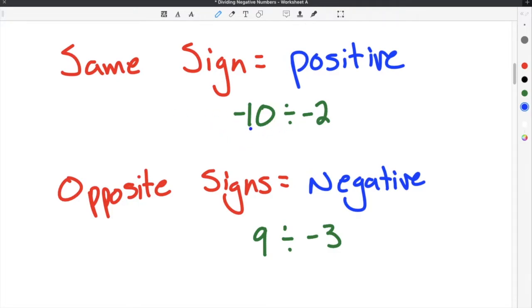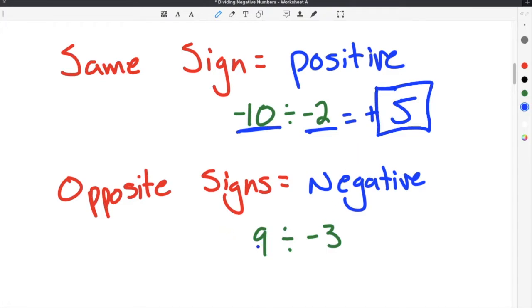This first example gives us negative 10 divided by negative 2. Now these both have the same sign. This is a negative and this is also a negative. So we know that our answer automatically has to be a positive number, because this is a negative divided by a negative. All you have to do is actually divide the two numbers. So 10 divided by 2 is 5. And then we know that because a negative divided by a negative is a positive, it's going to have to be positive 5 or just 5.